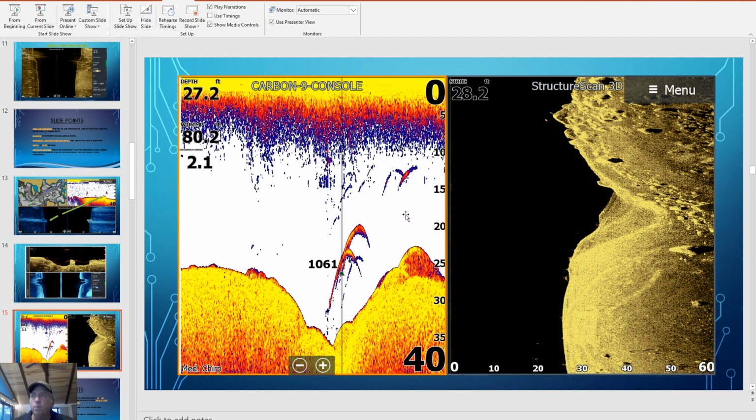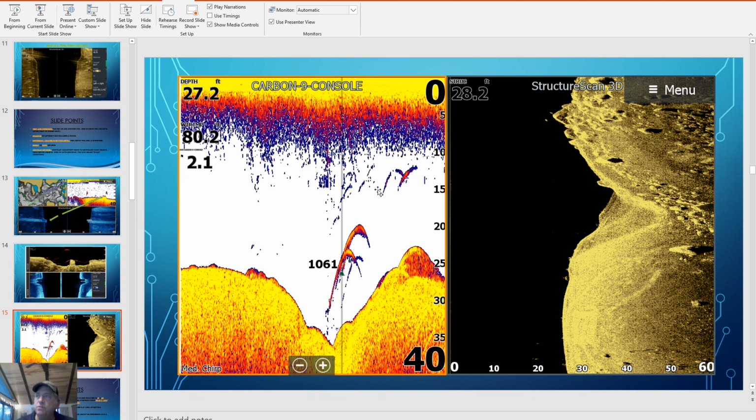So the point of the slide is to, again, show you the contrast between traditional 2D sonar. You can still get excellent returns, and it's still an excellent tool that I'll never do away with for locating both structure and fish. But with side imaging, try to customize your screens, or your pages, I should say, so that they don't limit your view.